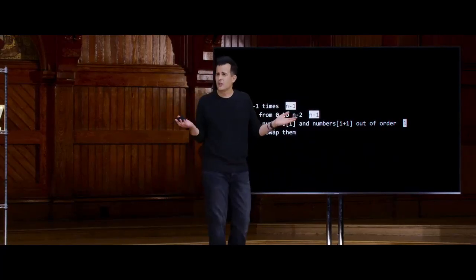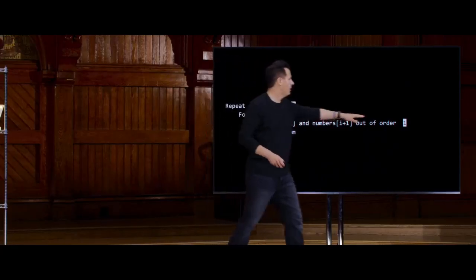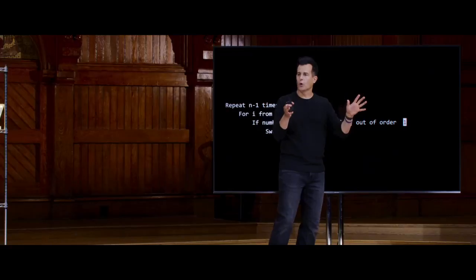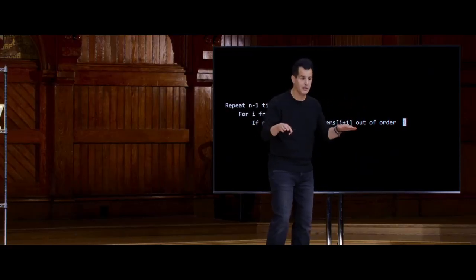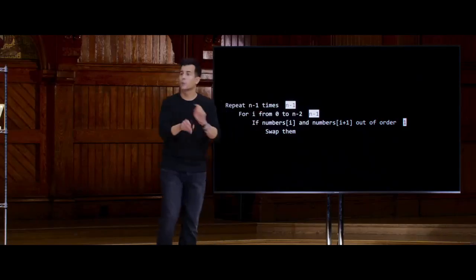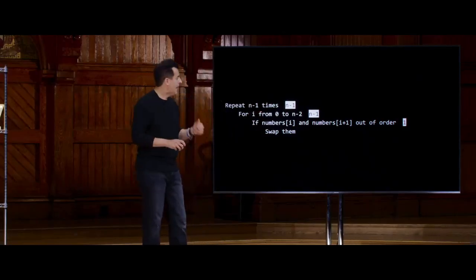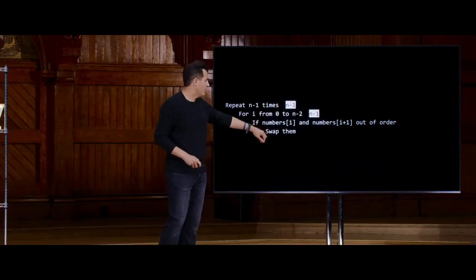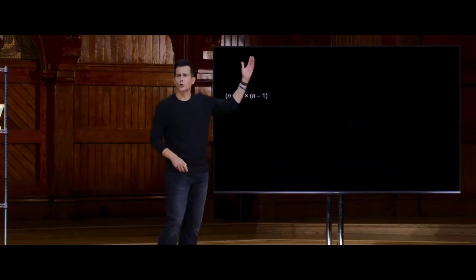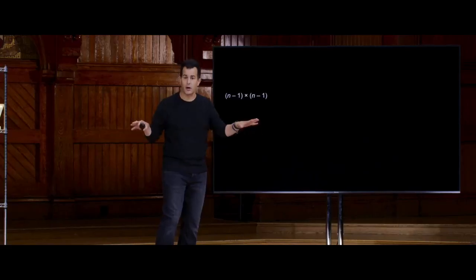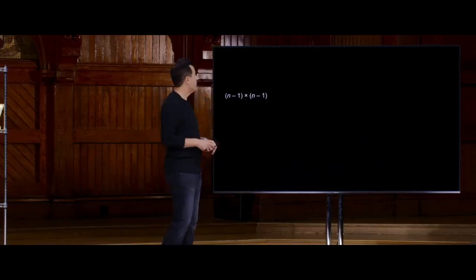And then this question here, if numbers bracket i and numbers bracket i plus 1 are out of order, it's a single question. It's like our Boolean expression. We'll call it 1. Maybe you need to do a bit more work than that, but it's a constant number of steps. Doesn't matter how big the list is. Comparing two numbers is always going to take the same amount of time. And then swapping them, it's going to take like 1 or 2 or 3 steps, but constant. Doesn't matter which numbers they are, it takes the same amount of work.